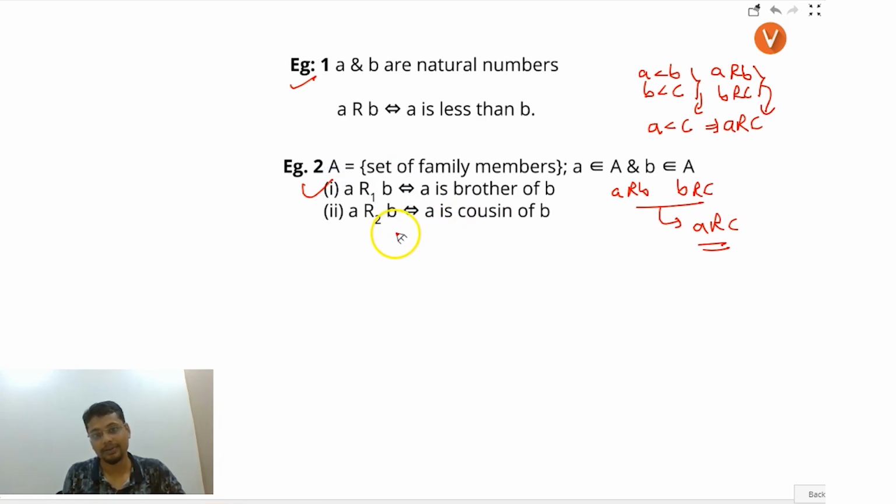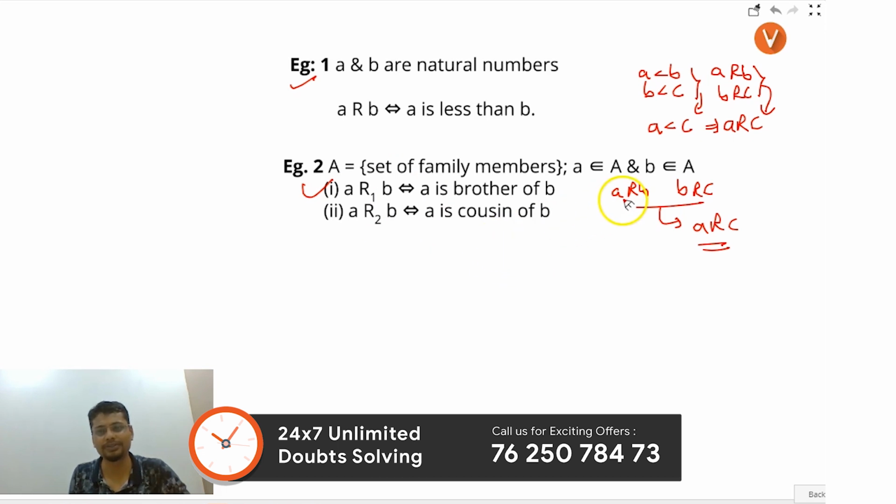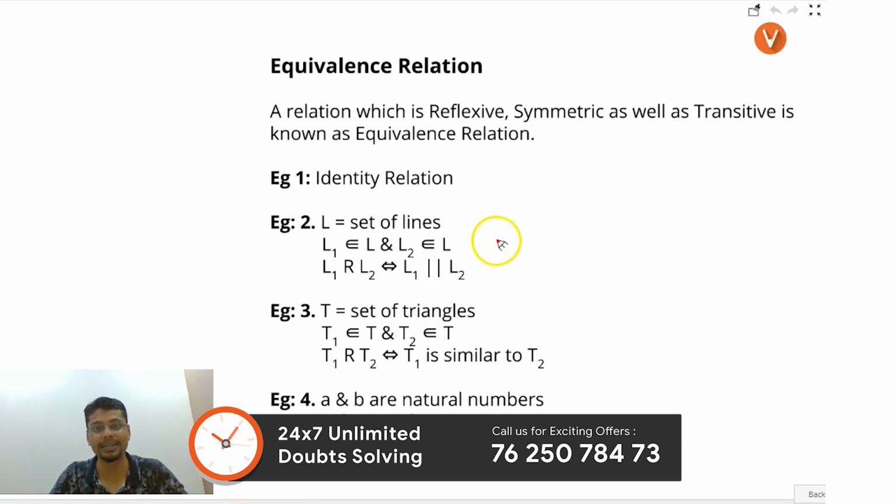All right. What about A is cousin of B? This is also a transitive relation. Why? Because if A is cousin of B and B is cousin of C, that means A is also cousin of C. All right, so let's move ahead to equivalence relation.